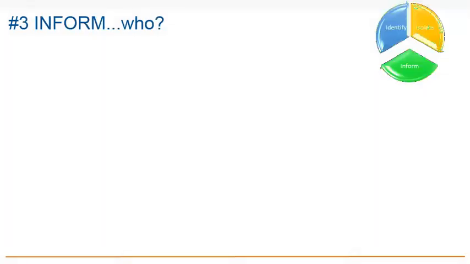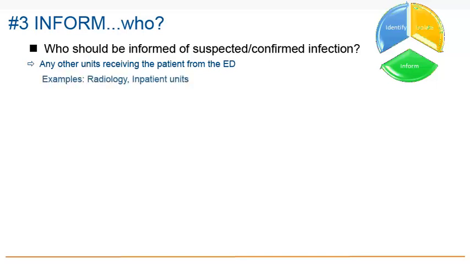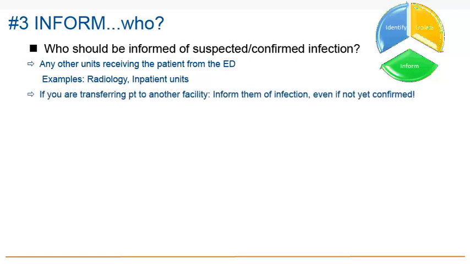We've already reviewed how to quickly identify a contagious patient and how to appropriately isolate them. Next, let's talk about informing. Who needs to be informed? First, who should be informed of suspected or confirmed infections? Any other units receiving the patient from the emergency department should be notified so that all of their staff can take appropriate precautions. This includes trips to radiology for an X-ray and transfer to an inpatient unit.